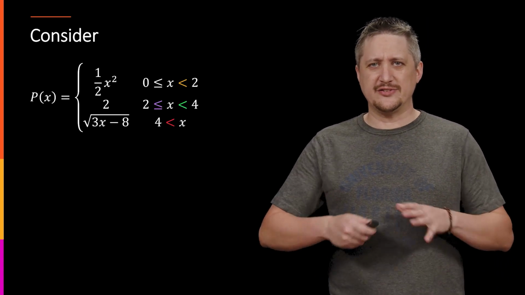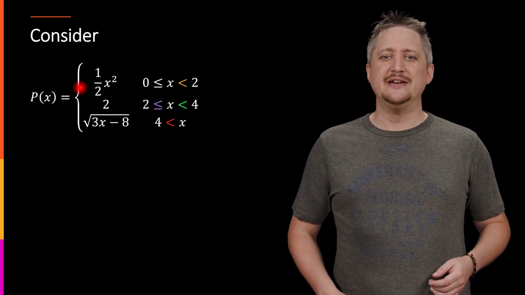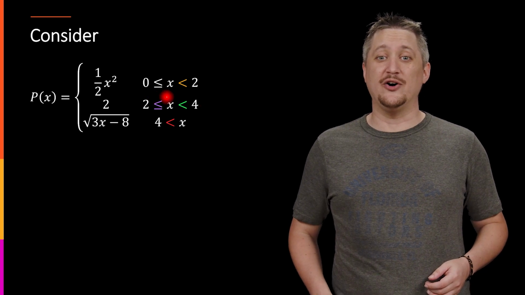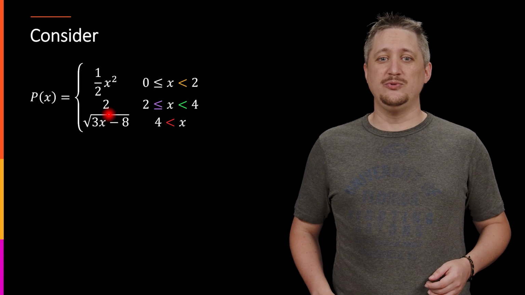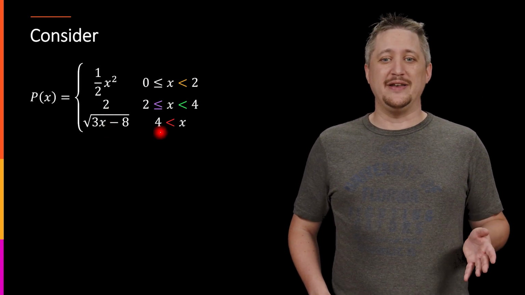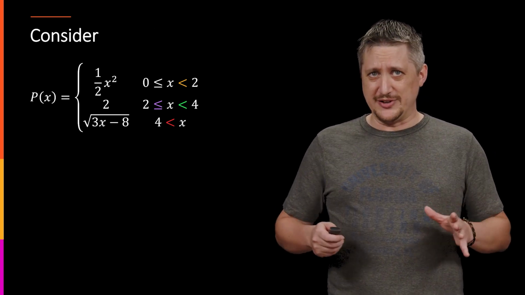So consider this particular example here. And again, just as a quick refresher, we have the function and the domain that function is on. We have three functions here: 1/2 x squared between 0 and 2, 2 between 2 and 4, and square root of 3x minus 8 when x is bigger than 4. Now, again, we're focusing on the domain part here.